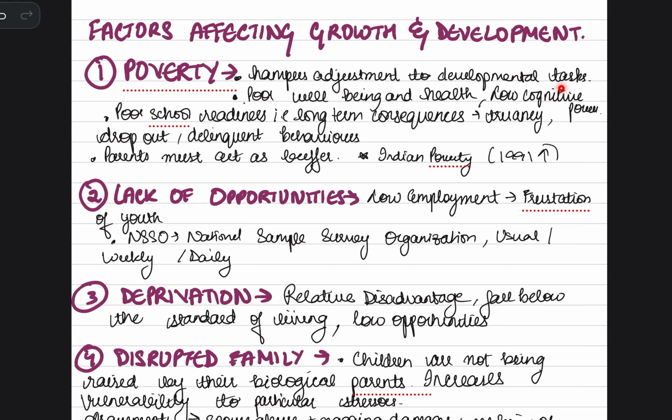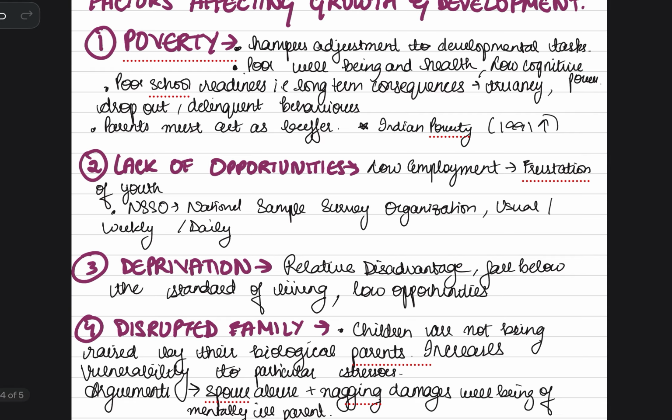And then because of this low cognitive power, they have poor school readiness, which will lead to dropping out in the future. Delinquent means, let's say, naughty, mischievous behavior in school. Okay. And it hampers adjustment to developmental tasks. They cannot pick up certain cues and the syllabus or studies properly because of their poor health and well-being. Okay, so the parents must act as a buffer, must not let these conditions impact the development of their child, but it's possible only to a certain extent. And it is the harsh reality of our society that poverty exists, which impacts individuals and their growth and development.